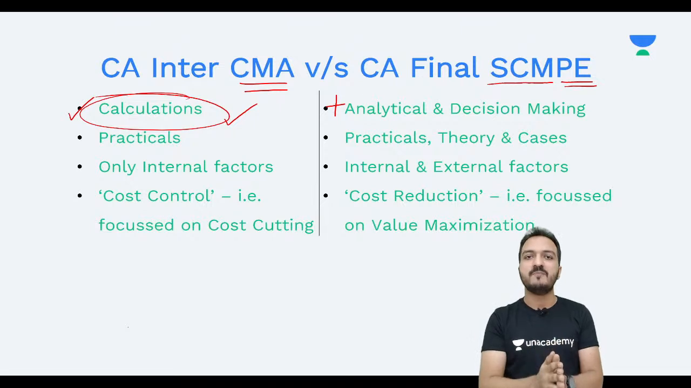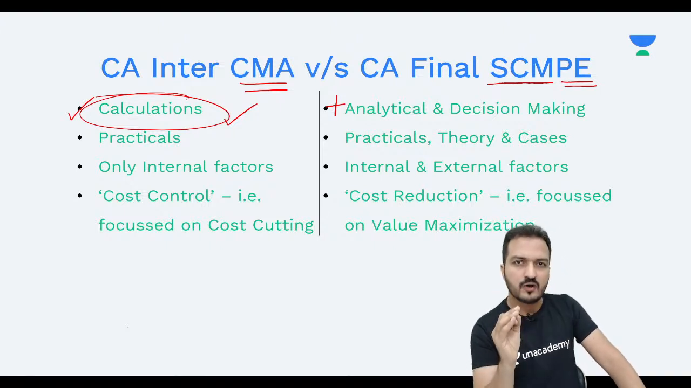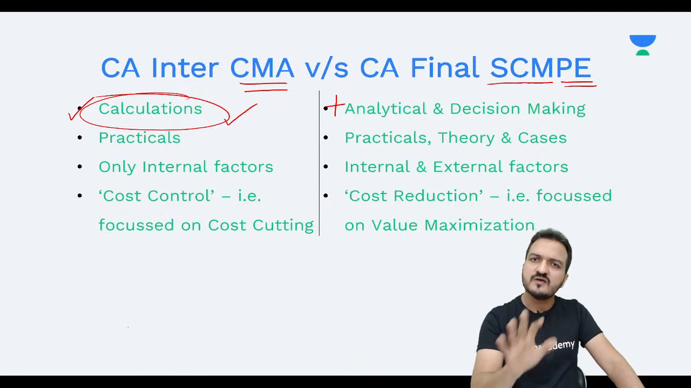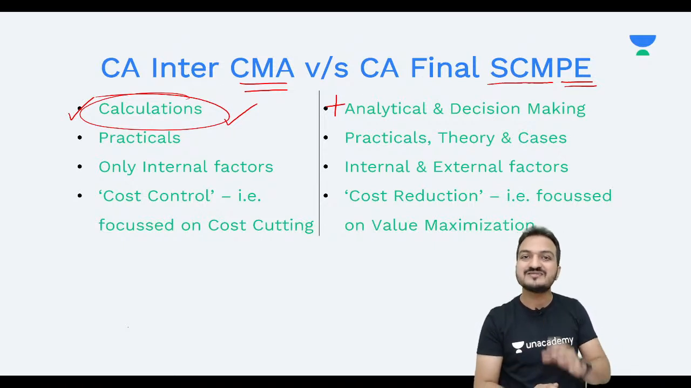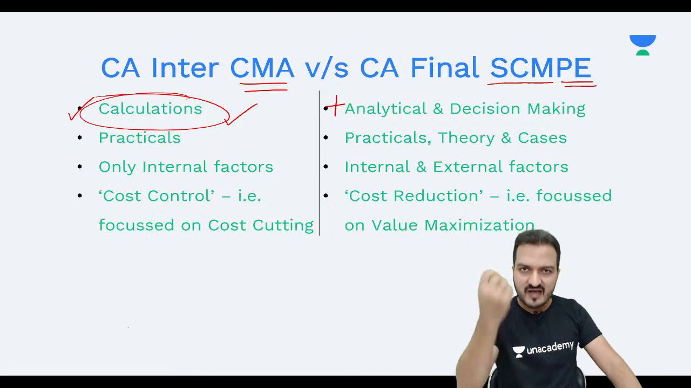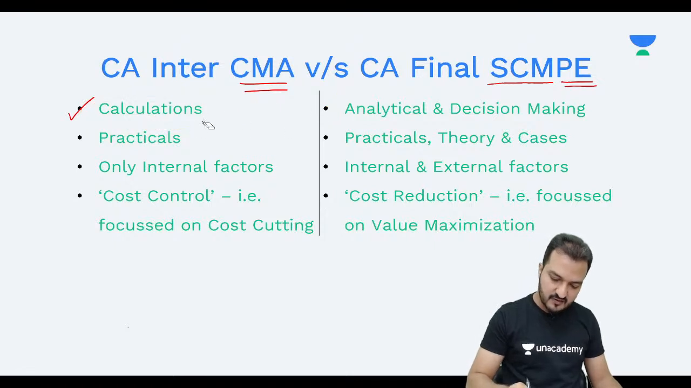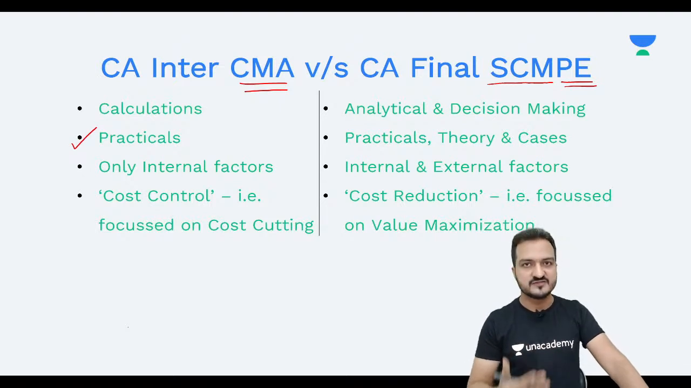Well, that is what makes CA final costing more analytical. I don't say it is more theoretical. No, it is more analytical. You call it theoretical if it involves pure theory without any calculations. But CA final costing is not pure theory. It involves calculations, and based on those calculations, you need to give some analysis. We'll see that in many questions that we solve during our curriculum. But that is my number one difference. Number two, like I said, CA inter costing involved more of practical calculations.